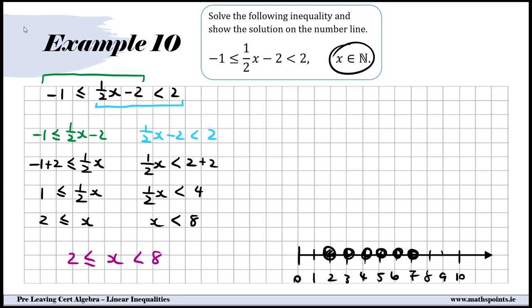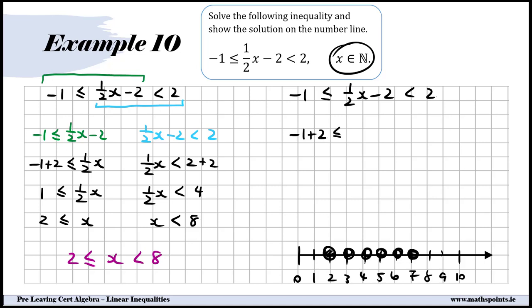So having a quick look at the second method, we'll write out our inequality again. Minus 1 is less than or equal to a half x minus 2, which is less than 2. I want to get x on its own in the middle section of the sum, and so what I'm going to do is add a 2 to each of the sections. So minus 1 plus 2 in the first section to the left of the inequality.